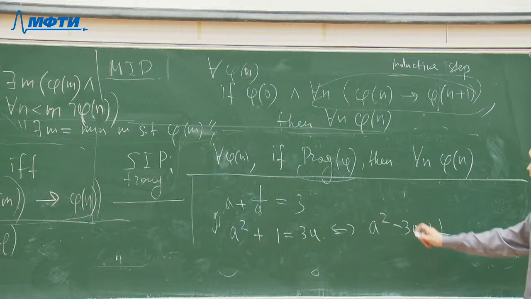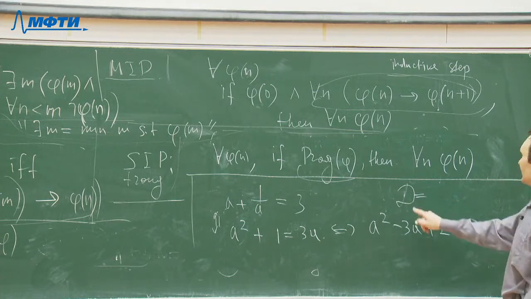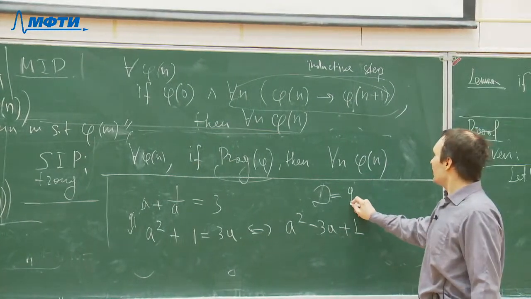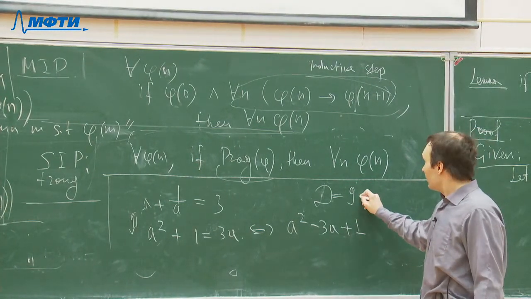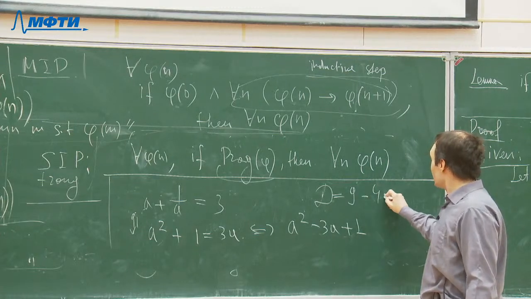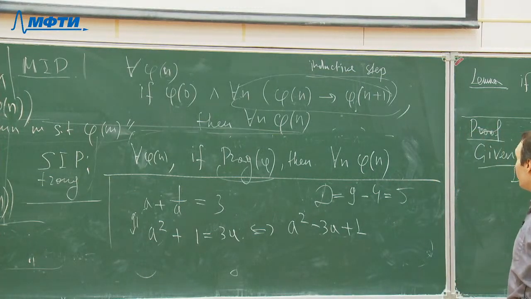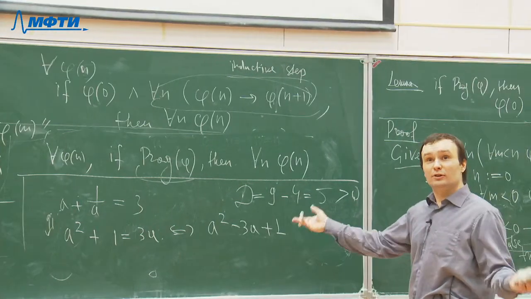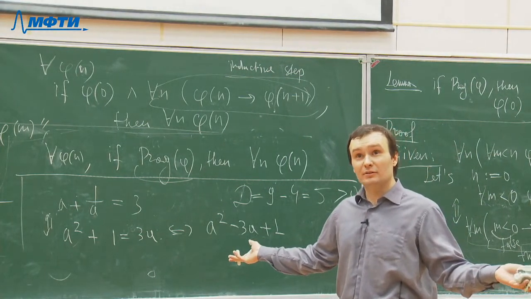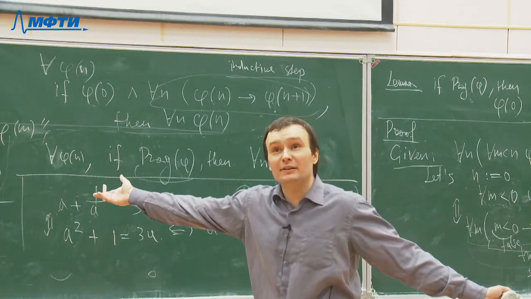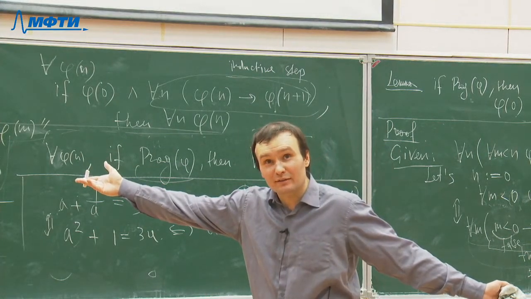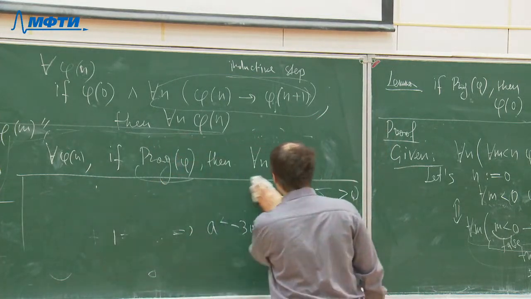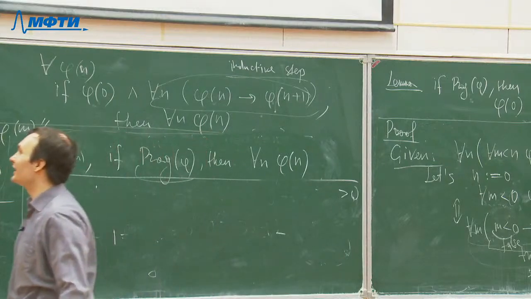Yes. Why? Because if we consider the discriminant, it would be what? 9 minus 4. It is 5. It's greater than 0. So it has two distinct real roots. There are such numbers, infinitely many of them, in fact. Okay. But that doesn't matter for our statement.